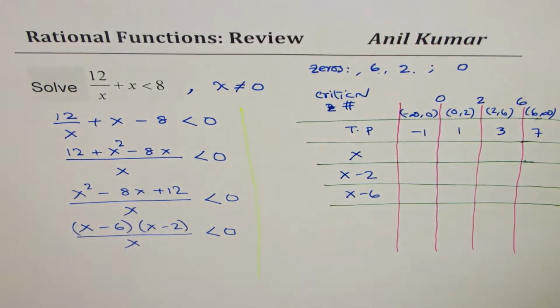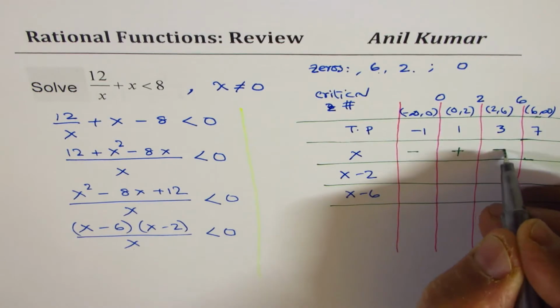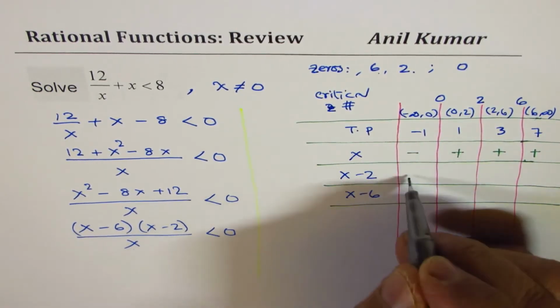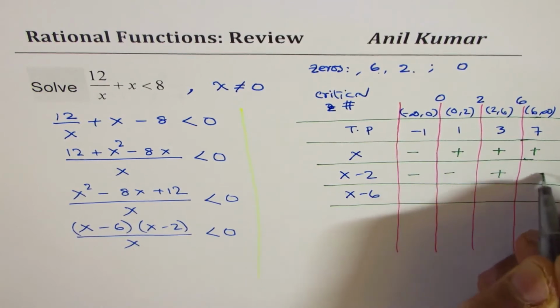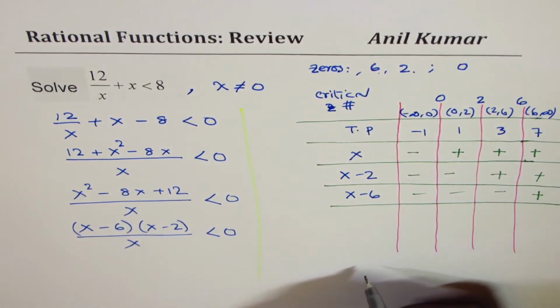If I substitute -1, what do I get? If I substitute -1, I get a negative number. This will give me positive. So we don't really have to evaluate. We are looking for a sign. Here in this case, these will be negative. Those will be positive. All these will be negative. The last one will be positive.